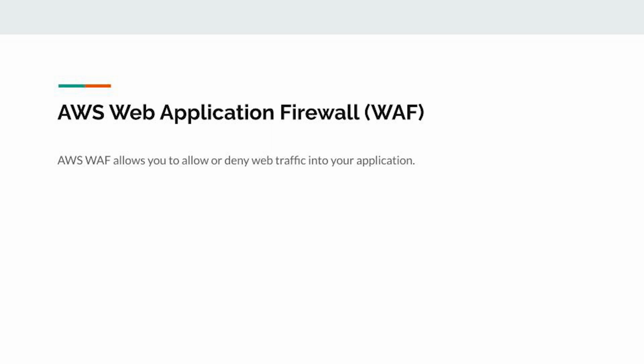The next service, AWS Web Application Firewall, also known as WAF. AWS WAF allows you to allow or deny web traffic into your application. You may ask, Dan, isn't that similar to what network access control list does? The difference is that the network access control list operates at the subnet level and the web application firewall operates at the application level. For example, assume that you have identified that your application has received malicious requests from a certain IP address. Within AWS WAF, you can configure a web access control list to block that IP address.